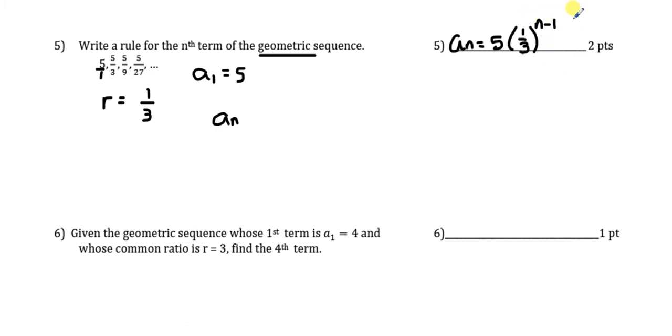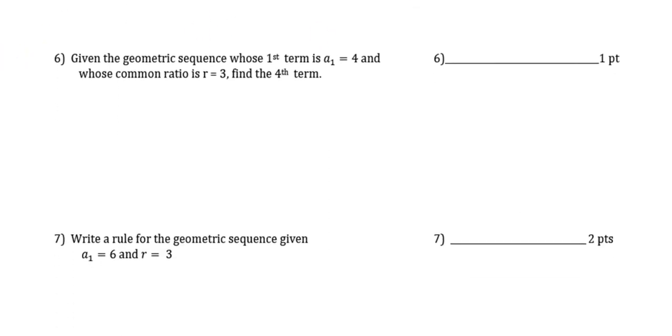Why is it n minus 1? Well, if I put 1 in there for n for a1, that becomes 0. It's 1/3 to the 0 power, which is 1. 5 times 1 is just 5. And so the first term ends up being a1, just the term out in front. All right, number 6.